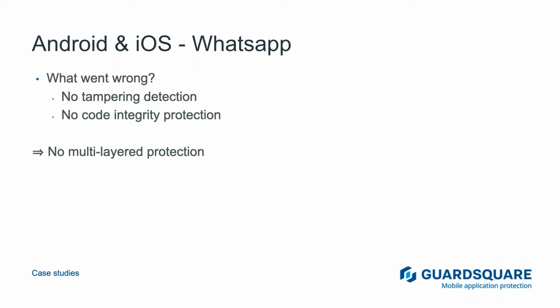So what went wrong here? Obviously, WhatsApp didn't implement any tampering detection. Also, no code integrity protection preventing hooking, swizzling, and so on was implemented, making them vulnerable to such attacks. In general, we can again summarize this: no multi-layered approach was taken here.